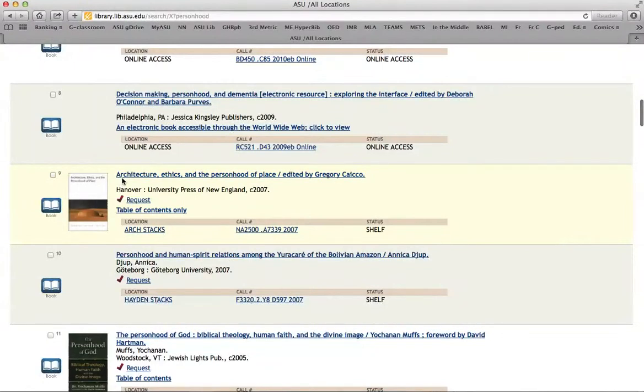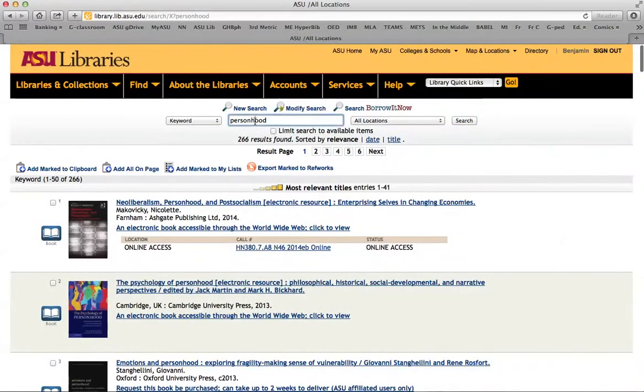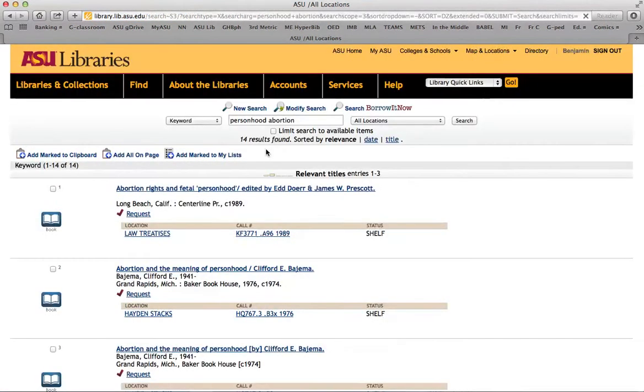Architecture, Ethics, and Personhood of Place. It sounds interesting, but not sure it's going to be helpful for this. So, and always, try other things. Try different combinations of search terms. So you can do personhood, abortion, like we mentioned. Let's see what might pop up. Abortion Rights and Fetal Personhood.